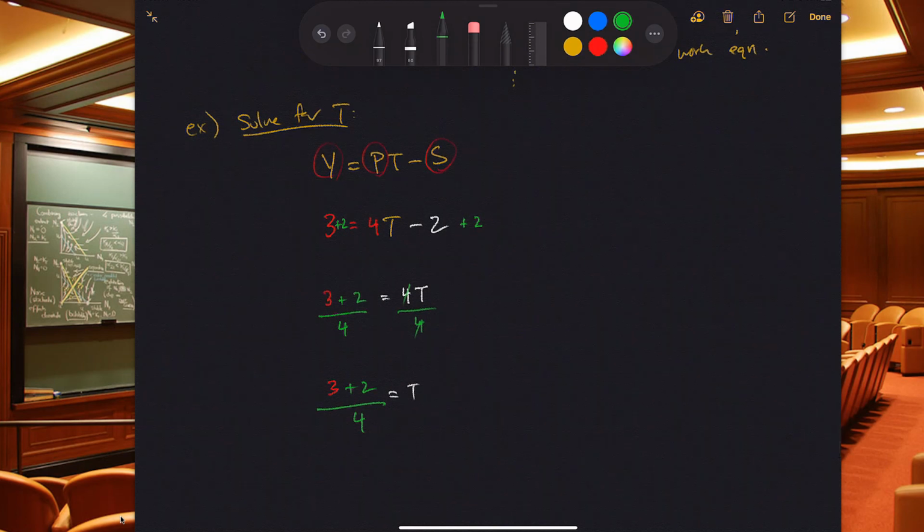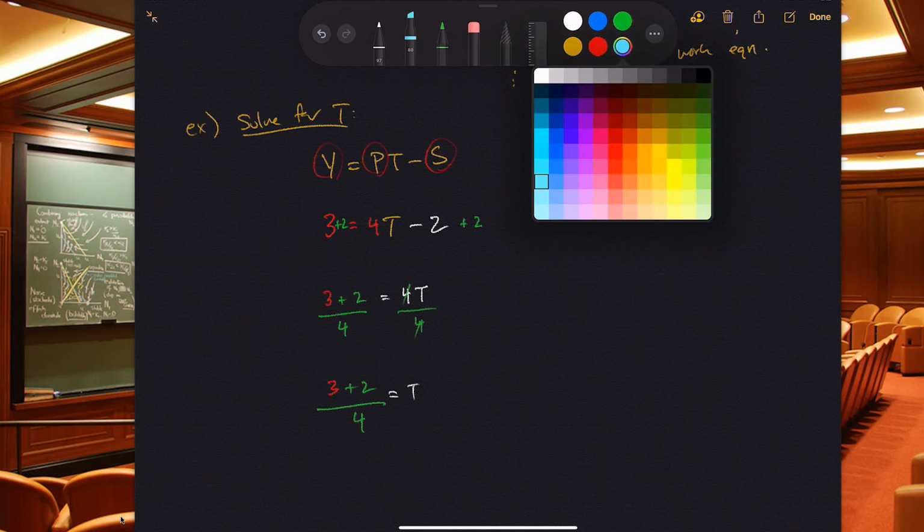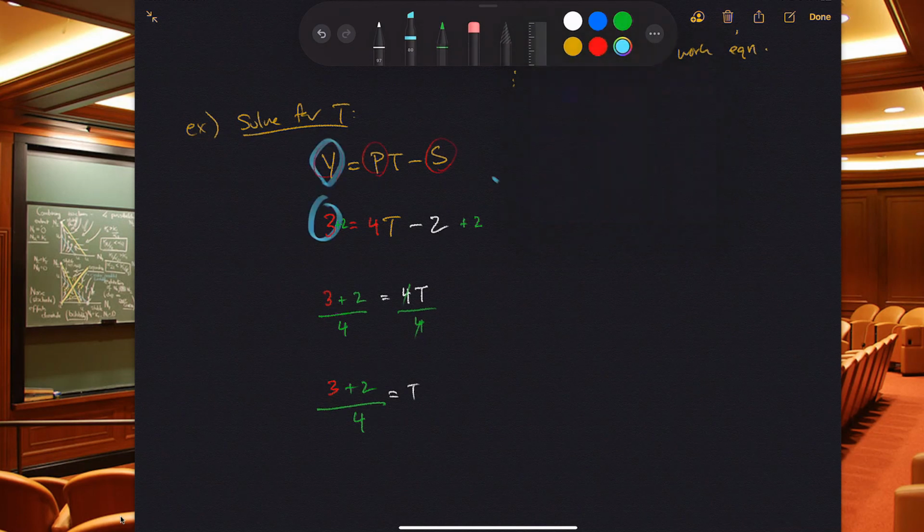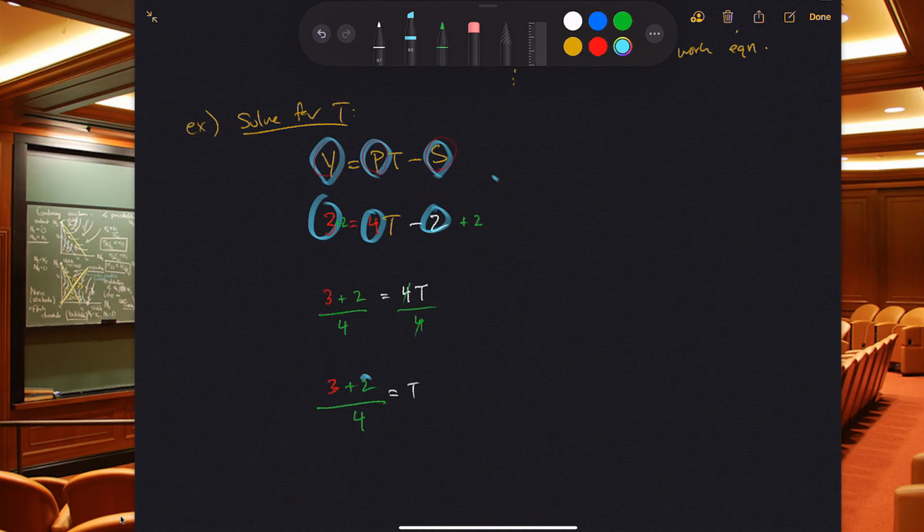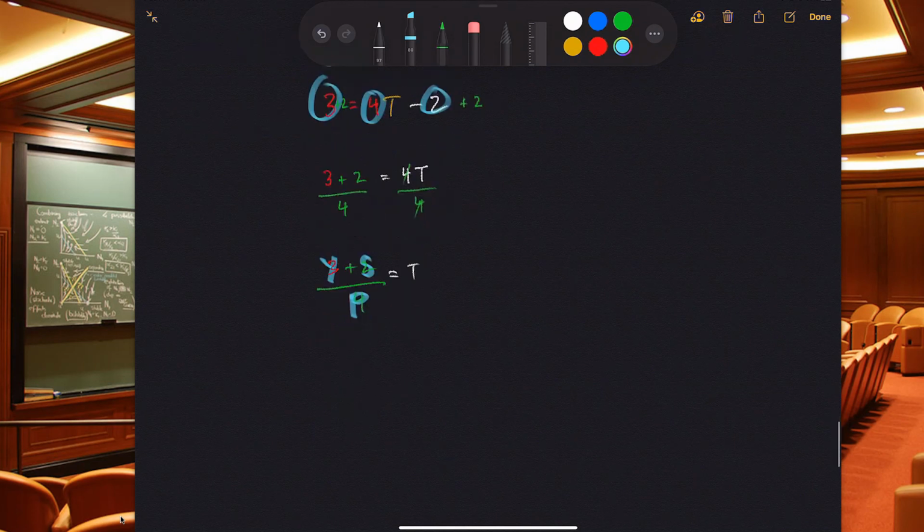But then we can do a reverse substitution. We know that we swapped in 3 for y. We swapped in 4 for p. And we swapped in 2 for s. So this was really s. This was really y. And this was really p. So we see, okay, t is really y plus s all over p.